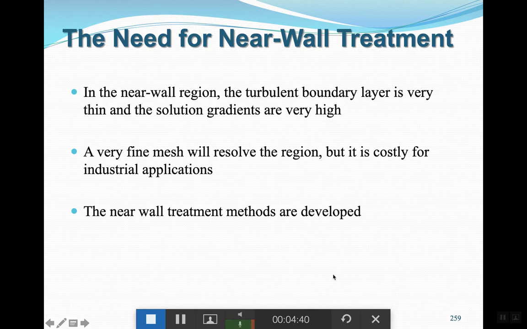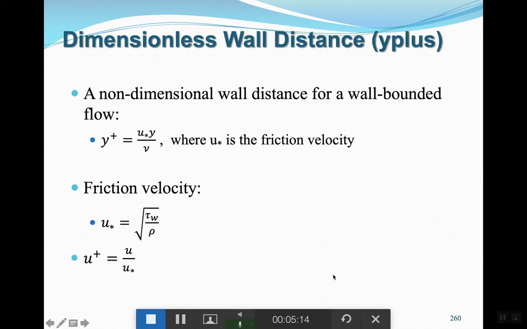First off, a very fine mesh will resolve the region. So that's one way of solving the issue with the wall. Of course, as my model gets less accurate, I can somehow compensate by adding more cells and refining my mesh near the wall. But that's not very practical in the sense that you can't continue increasing the number of cells. For that reason, we have to have some extra models, new methods for near wall treatment.